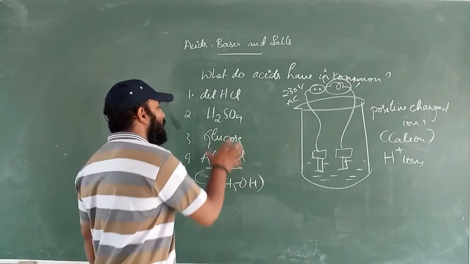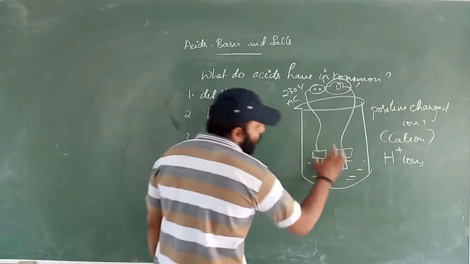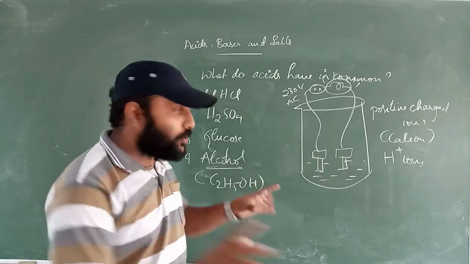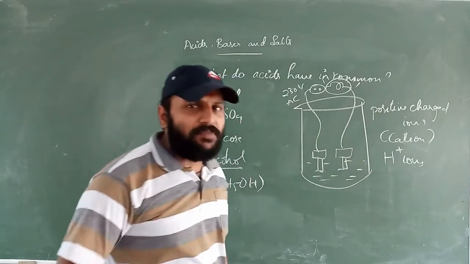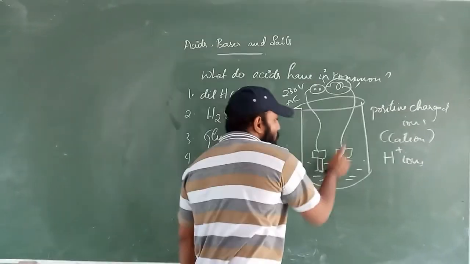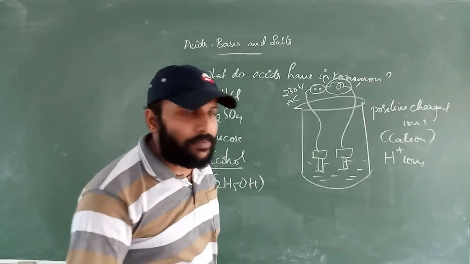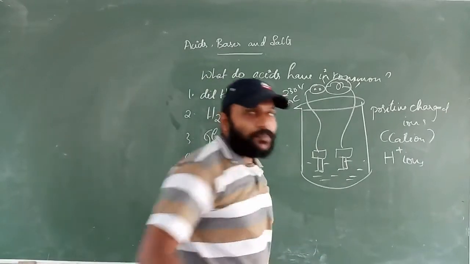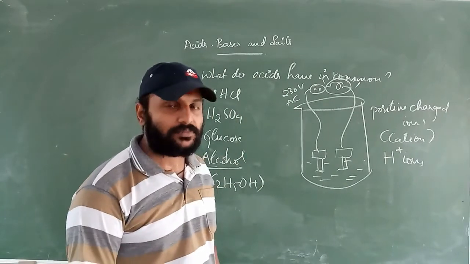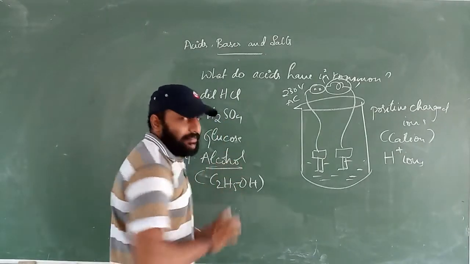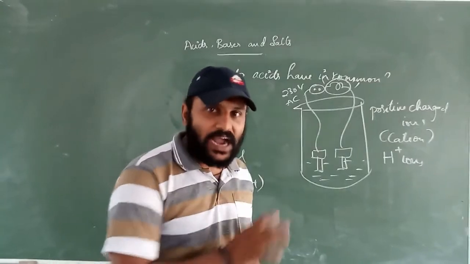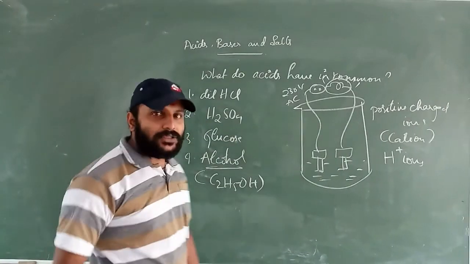Now what will I do? When I take glucose or alcohol in it, we can observe that the bulb doesn't glow. Bulb is not glowing means what? Current is not passing through it. Current is not passing through it means what? There is an absence of hydrogen ions. Absence of hydrogen ions means what? If you observe the alcohol, in that also hydrogen atoms are there.